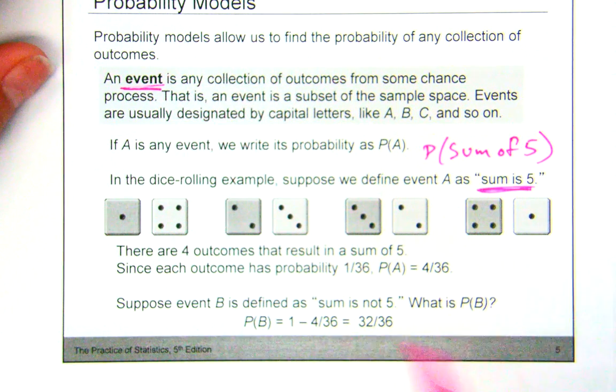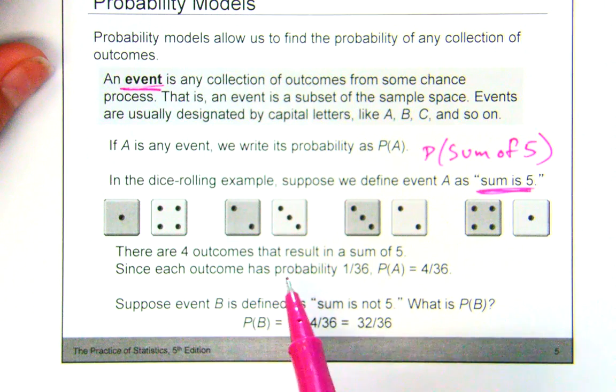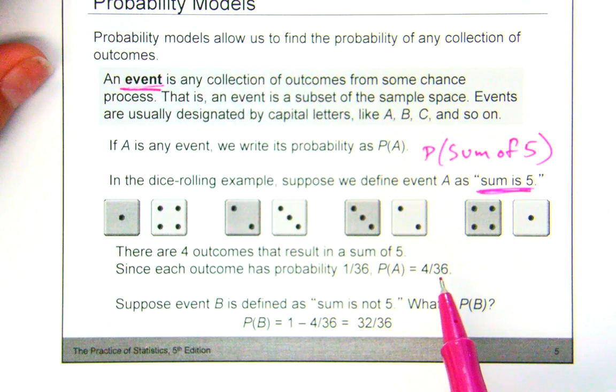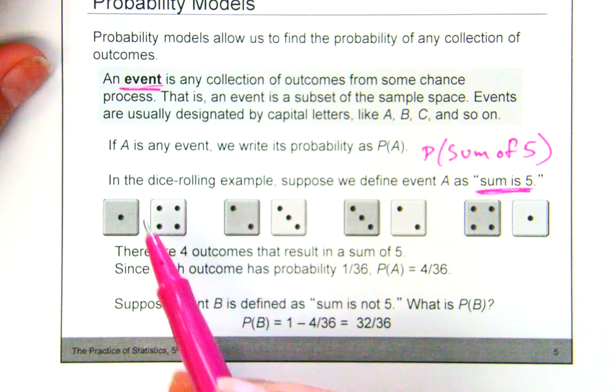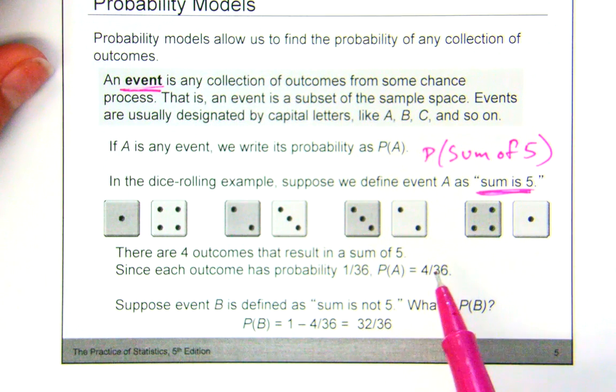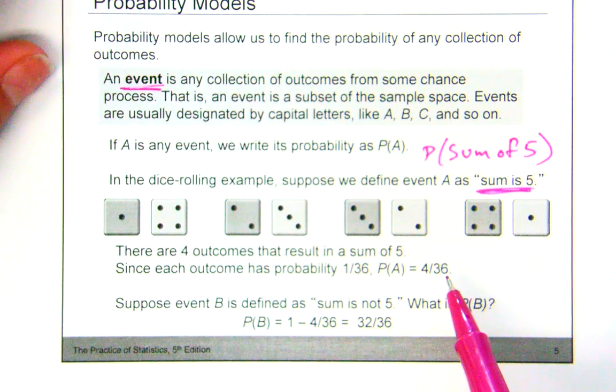What are the 4 outcomes that result in a sum of 5? Since each outcome has a probability of 1 out of 36, the probability of getting a sum of 5 would be 4 out of 36, because you have one pair, second pair, third pair, fourth pair that can actually give you a sum of 5. So it would be 4 out of 36.